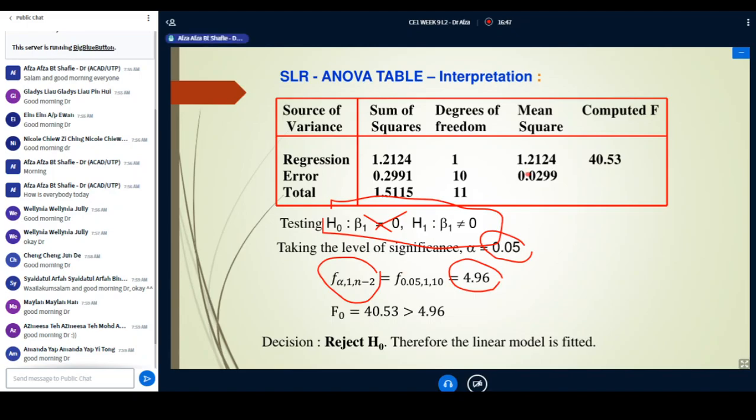The K is here. This is the value of the K. K here is how many X you have. For example, in this case, we have just Y is equal to beta naught.